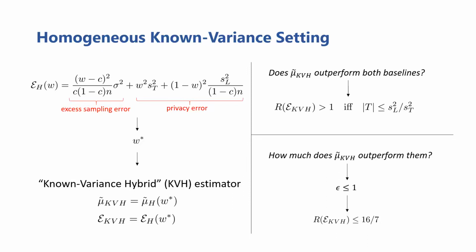Analyzing the relative improvement expression, we find that it's theoretically unbounded. However, we're more interested in its performance for practical scenarios. For example, when using the Laplace mechanism to ensure differential privacy in the high privacy regime, where epsilon is less than 1, analyzing the relative improvement under these constraints reveals that it's upper bounded by approximately 2.3. So, although the KVH estimator is always better than the baselines and has theoretically unbounded relative improvement over them, in practical settings, there's a tight upper limit on what sort of improvements we can expect.